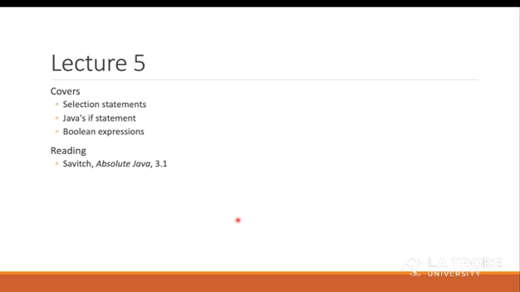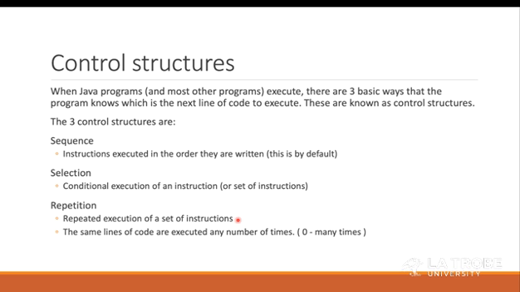In today's lecture we are going to cover selection statements, Java's if statement and boolean expressions. Whenever any Java program will execute, or any other program, there are three basic ways that the program will know what to execute next, and this is known as control structure. So there are three types of control structure, and the first type is sequence. This one is the default, and the instructions will be executed in the order they appear, in the order that they are written.